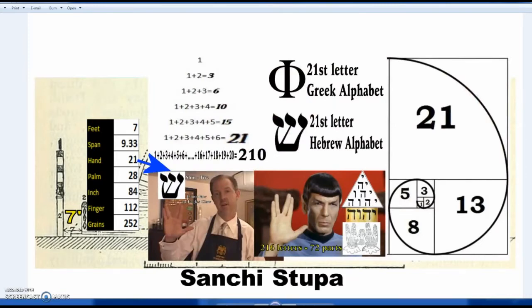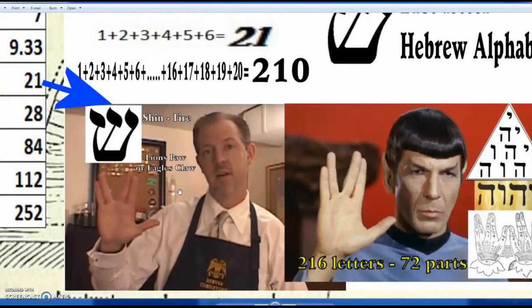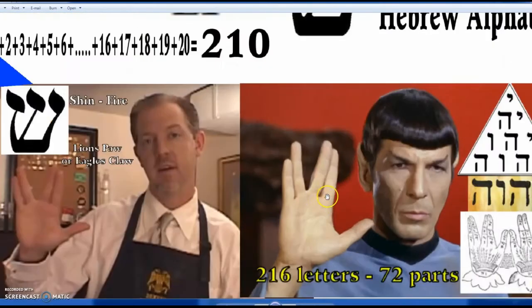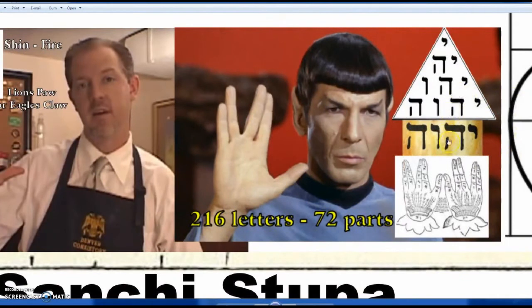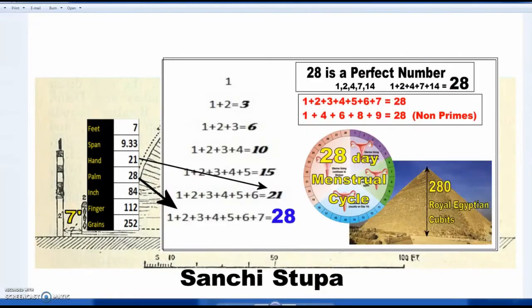Now, 21 is a triangular number, so is 210. The 21st Greek letter is Phi. The 21st Hebrew letter is Shin, very important in alchemy and Freemasonry, the lion's paw, and that's where they got it from. Connected, of course, to the Tetragrammaton, either 216 or 72 letters. Again, wonderful, lovely harmonics. Also, 21 is related to Phi as well, because it's a Fibonacci number.